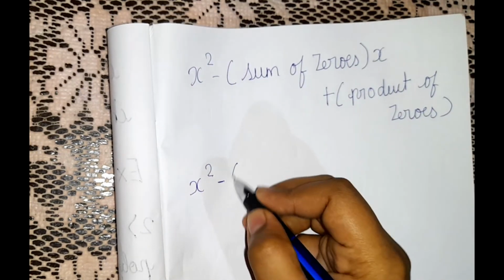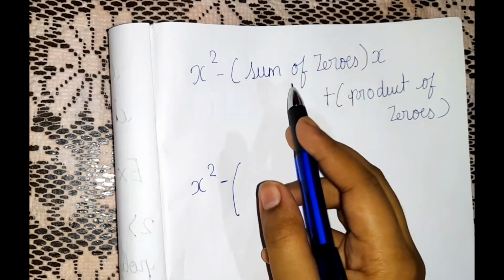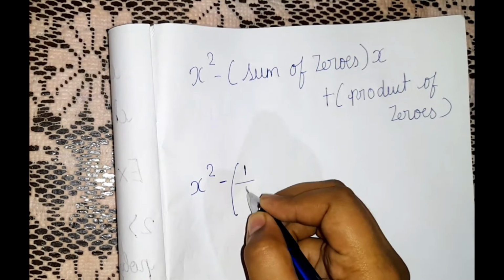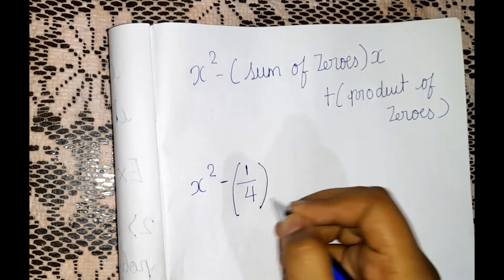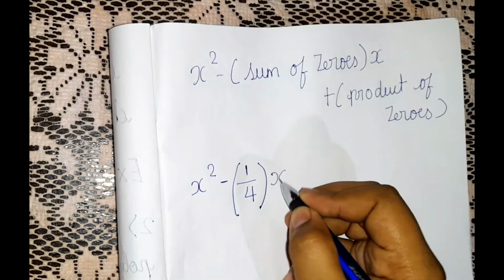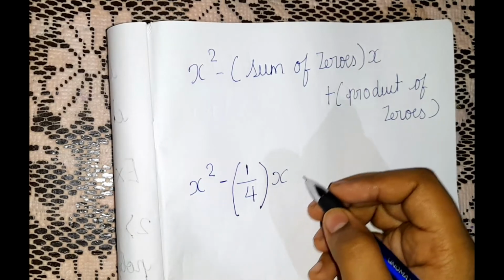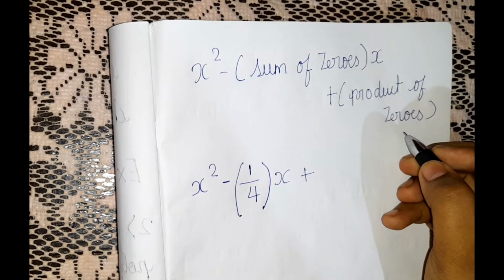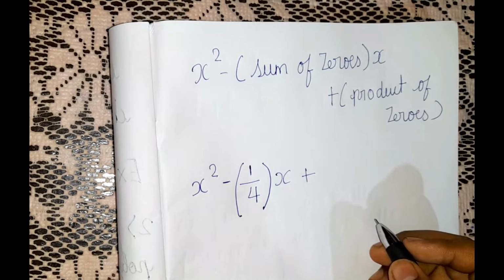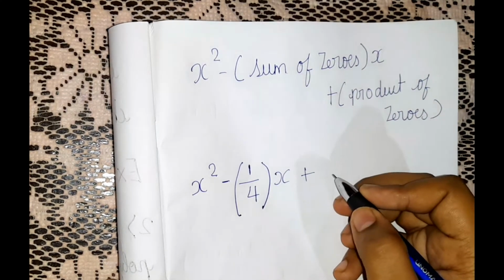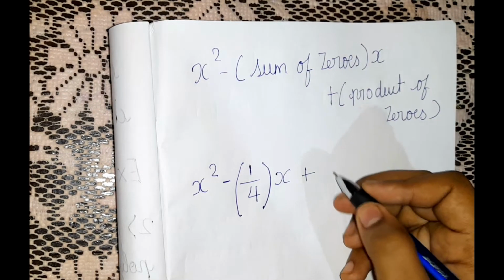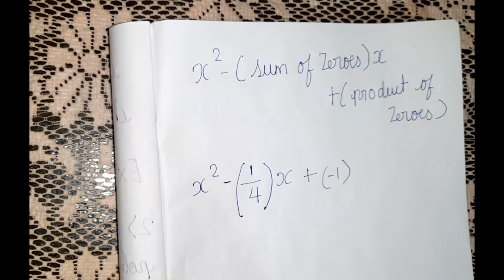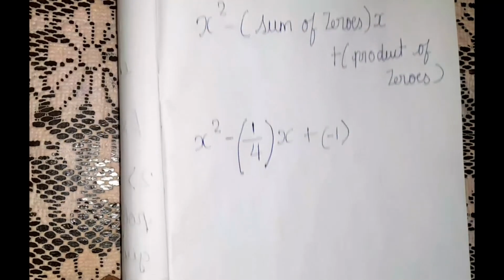Now let's write the bracket. Why? Because the sum of zeros has the value 1 by 4, and in the bracket we have x. So we shall write x, and then plus the product of zeros. So what is the value for the product of zeros? The value is minus 1. So we shall write it in the bracket: minus 1.